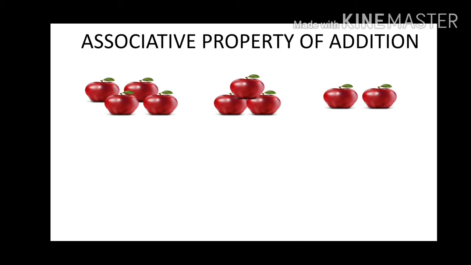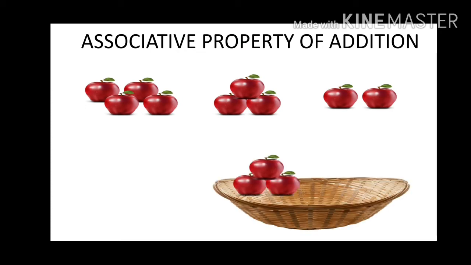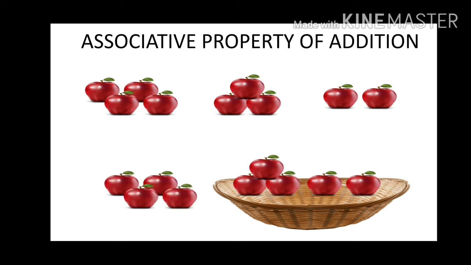Suppose I have 4 apples, 3 and 2. These are the 3 groups I have. A group of 4 apples, a group of 3 and a group of 2 apples. Suppose I kept 3 and 2, these 2 groups in the basket. A group of 3 apples and the group of 2 apples in the basket, and the group of 4 apples is kept outside. Now we can see that in the basket we have 3 and 2, 5 apples, and outside 4, so total 9 are there. So this is one arrangement. So in the basket I have kept a group of 3 and a group of 2 and outside a group of 4 apples.